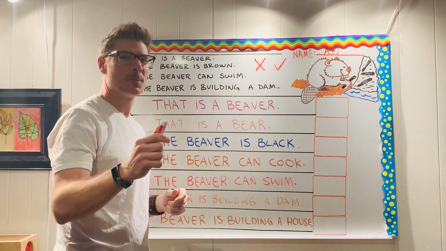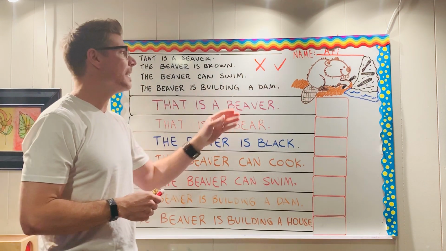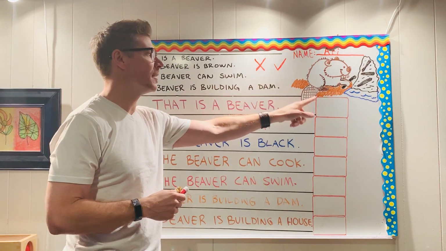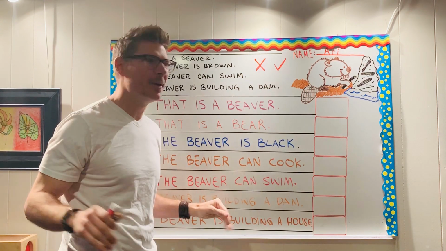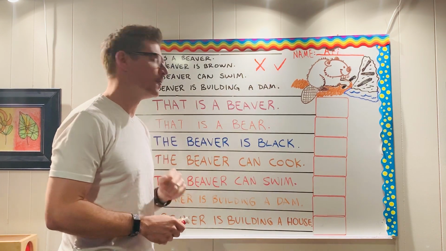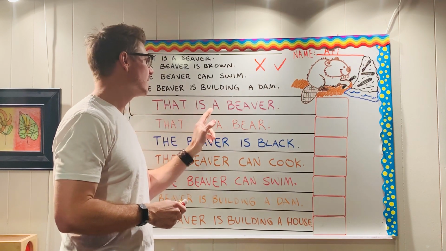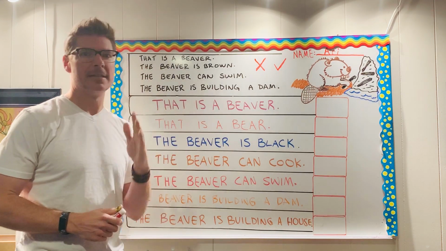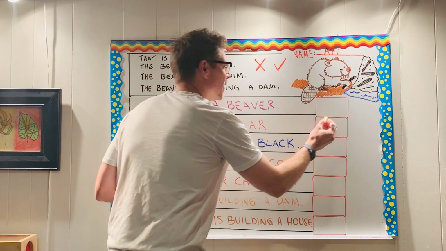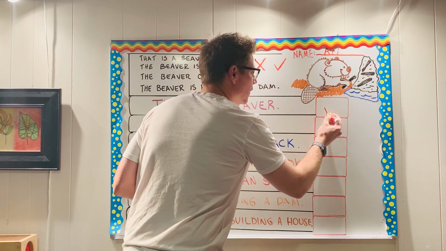All right, question number one, here we go. If it is true and it is from the story, we're going to put a check mark in the box. If it is not true and it did not happen, we're going to put an X in the box. Here we go. That is a beaver. Is that true? Did the story tell us that's a beaver? Of course. So, down, whoosh.